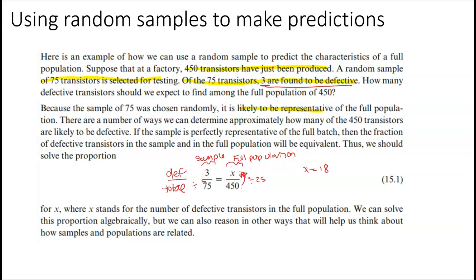We could do that another way, if you remember from our previous section. Maybe you know how to get from 75 to 450: times by 6. So we would just times 3 by 6. 3 times 6 is 18.